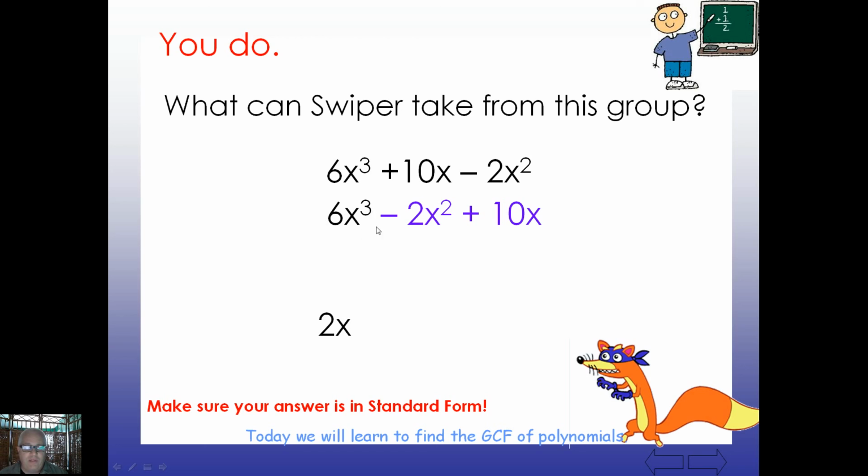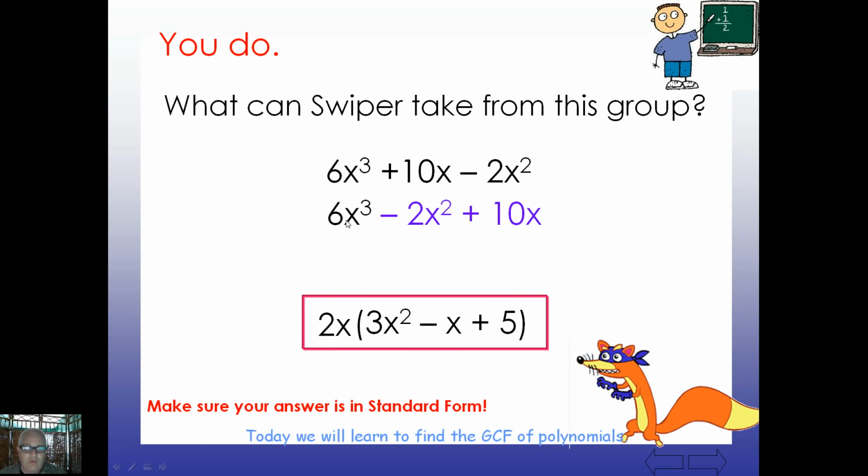And now let's just mentally divide each piece by 2x. So 6x cubed divided by 2x, we end up with 3x squared. Notice we reduced the exponent by 1. And in this case, positive 10x divided by 2x will just leave you with a 5. 10 divided by 2 is 5, and the x's, of course, get pulled out to the front there. So this is your final result right here.